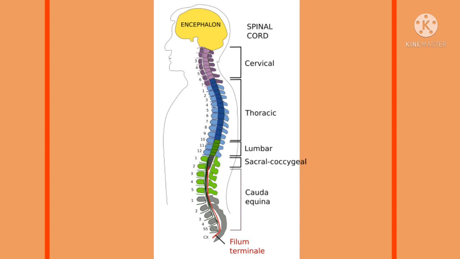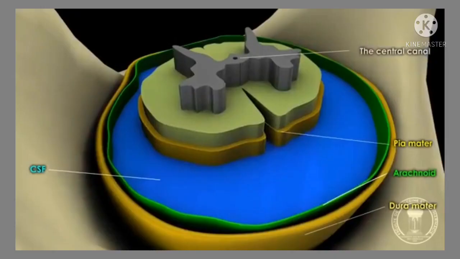In cross section, the spinal cord contains a cavity called the central canal. The cavity is filled with a fluid called cerebrospinal fluid. The inner region of the spinal cord contains grey matter. It looks like the letter H. The upper end of the letter H forms the posterior horns and the lower end forms the anterior horns.